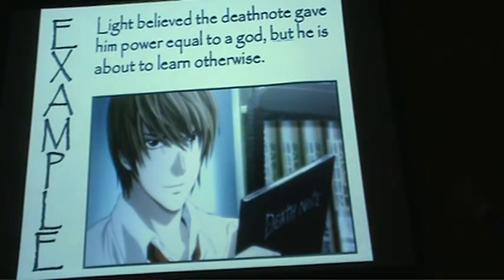"Light believed the Death Note gave him power equal to a god, but he is about to learn otherwise." There's our conjunction there, and notice there's a comma there, that's a very important thing. So that first part of our sentence is pretty much things we already know. We know Light thinks that he's awesome and he's invincible. But, in the story, he's about to learn otherwise. We don't know how he's going to learn otherwise, but he is going to learn otherwise. And if you click on the chapter, you will find out more.